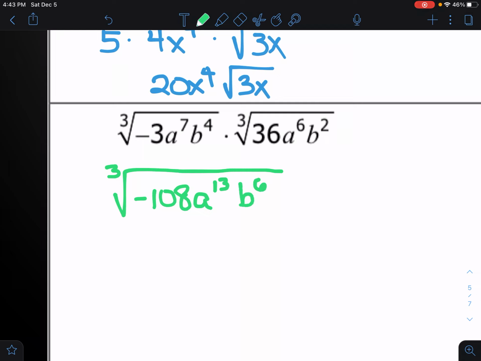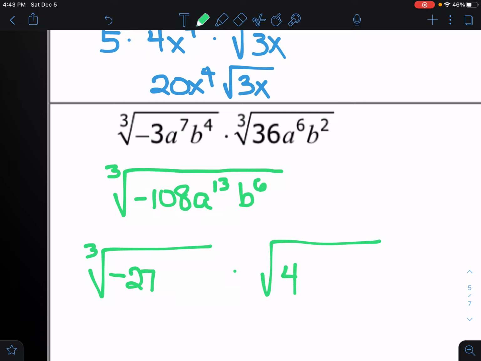Okay, and now I'm going to break this apart. Now again, cube root of negative, you're always going to put the negative with the perfect cube part. So the biggest perfect cube that goes into 108 would be 27, and then 4 would be left over. Now it's multiples of 3. So a to the 12th would be the biggest multiple, and then b to the 6th is a multiple of 3, so that whole thing can go there. That means I have one a left over here and no b's over there.